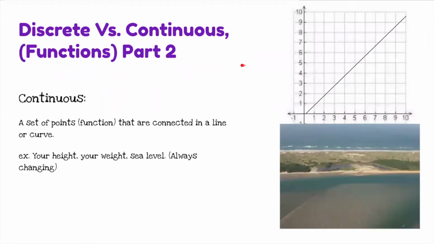Discrete versus continuous functions, Part 2. Continuous. A series of points or a function that are connected in a line or curve. So just like this graph here, you just have a straight line or a curve that is continuous. It is not separated, they're all together. So here's an example. Your height, your weight, sea level, they're always changing, even if you can't see it, and they just continue on in the data.